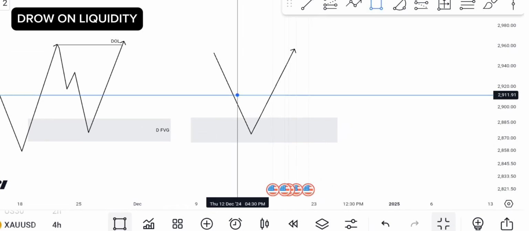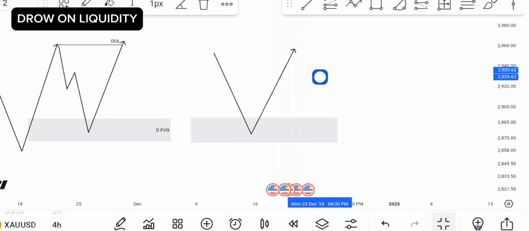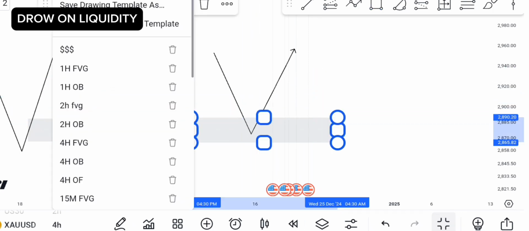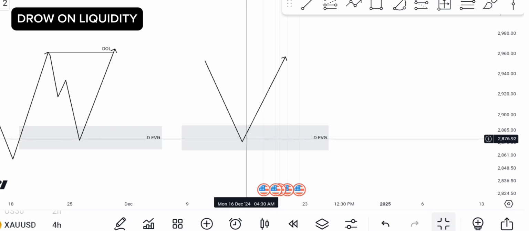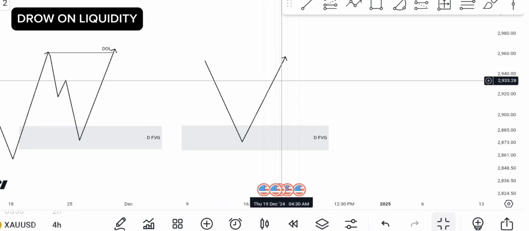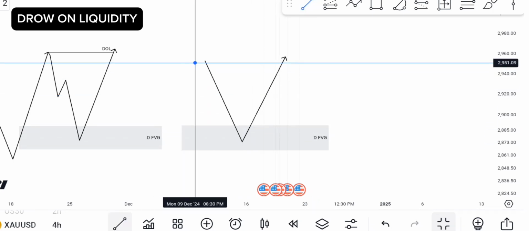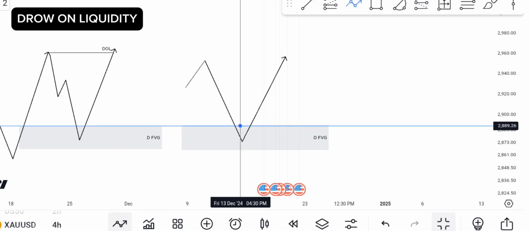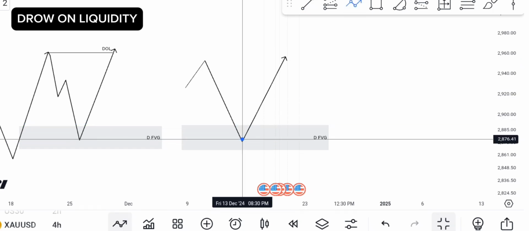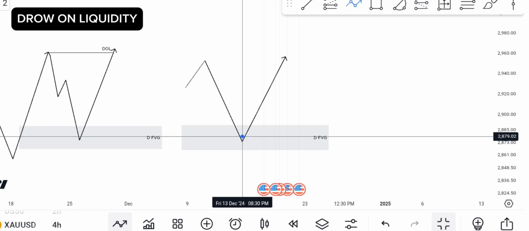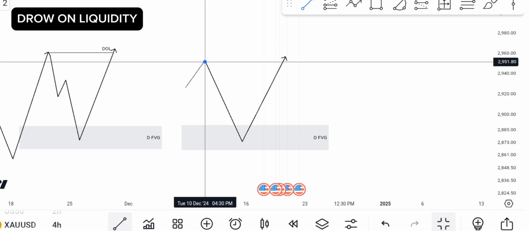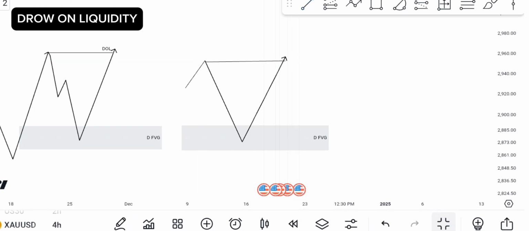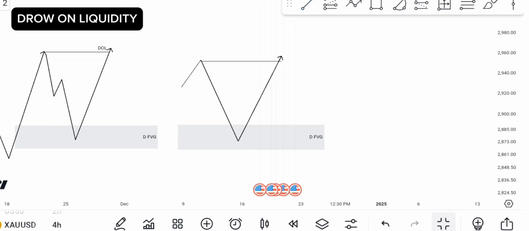Just imagine this is your daily fair value gap. DFVG means daily fair value gap. If price taps this daily fair value gap and starts rejecting from it, it will go to the swing high. What happens if price respects this fair value gap and shows rejections from this daily fair value gap? We can simply target this swing high, and this swing high will be our draw on liquidity. Understand? And there is a little trick.